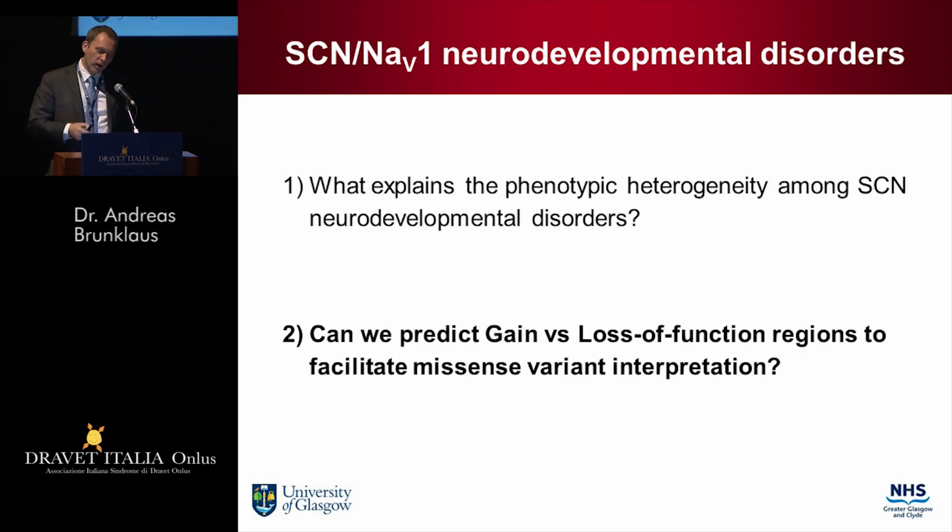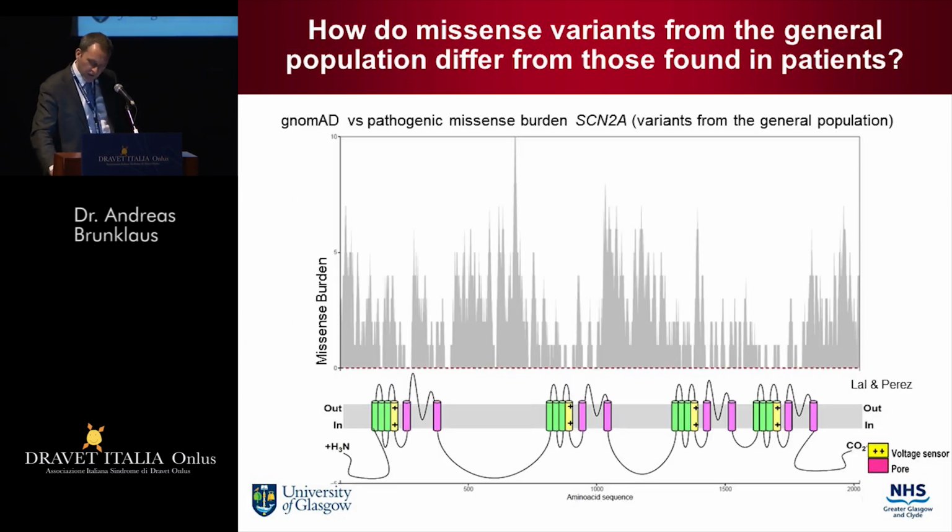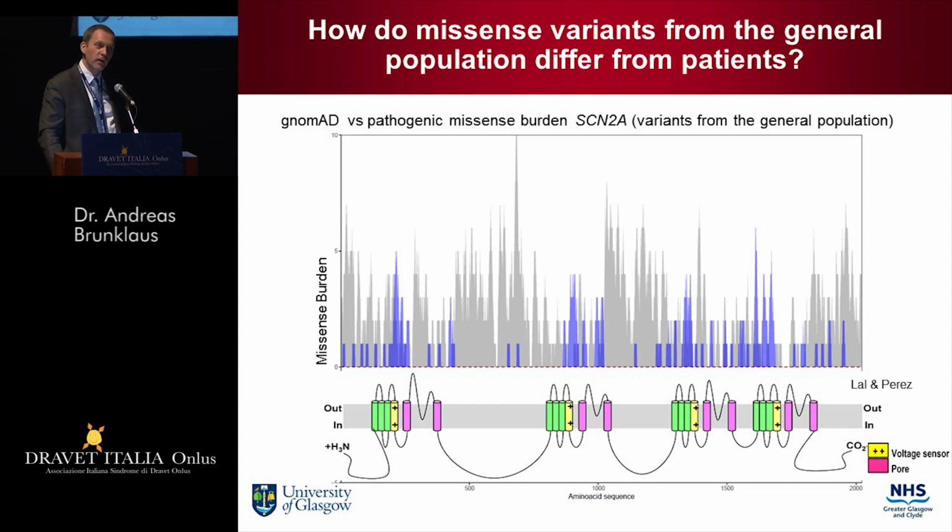So I would now like to look briefly at how we can predict gain versus loss of function regions to facilitate missense variant interpretation. And here, again, this is Dennis and Eduardo who built this tool. I showed this picture earlier as an example for SCN2A. What is the burden of variants in the general population? If you now compare this to the actual patients, you can see that there's a clearly different spread of variants found. These variants are clearly clustered in areas of greater importance.